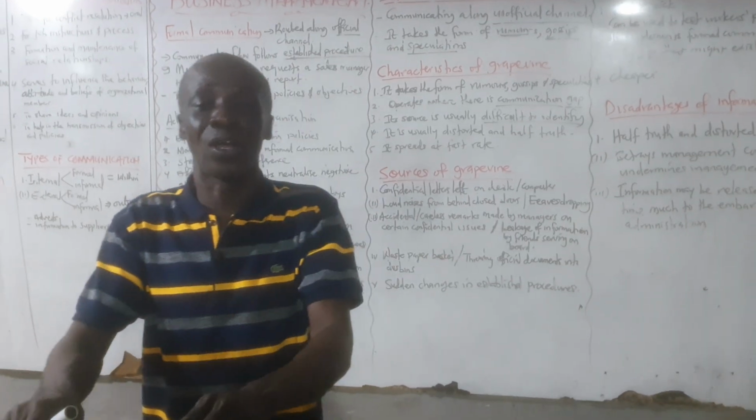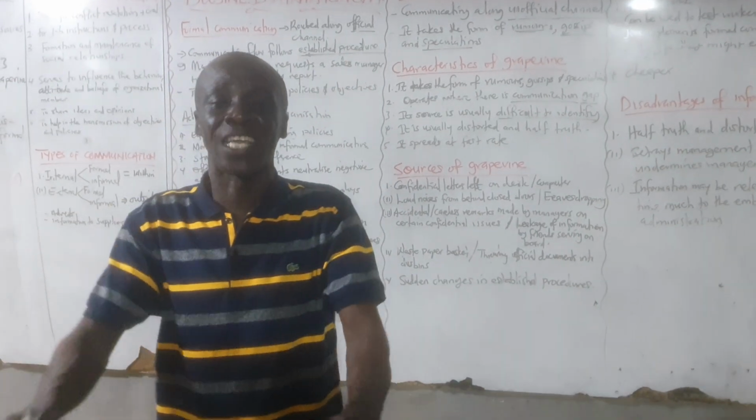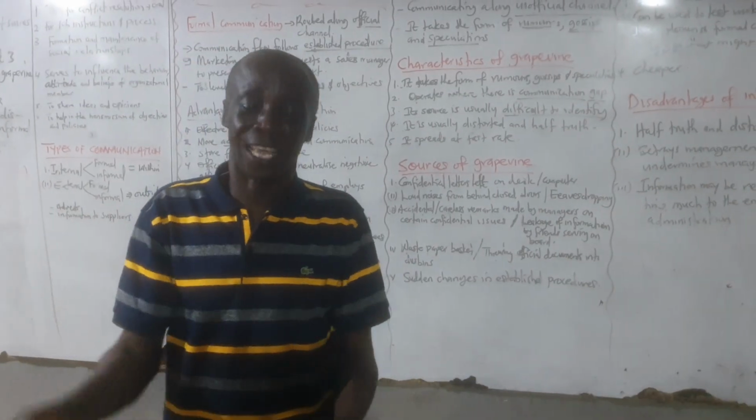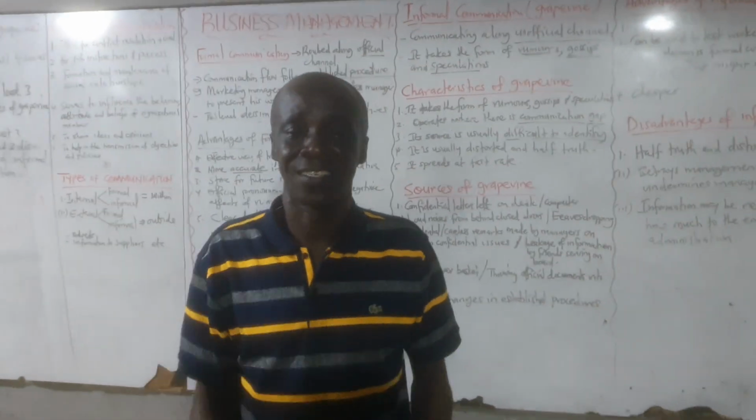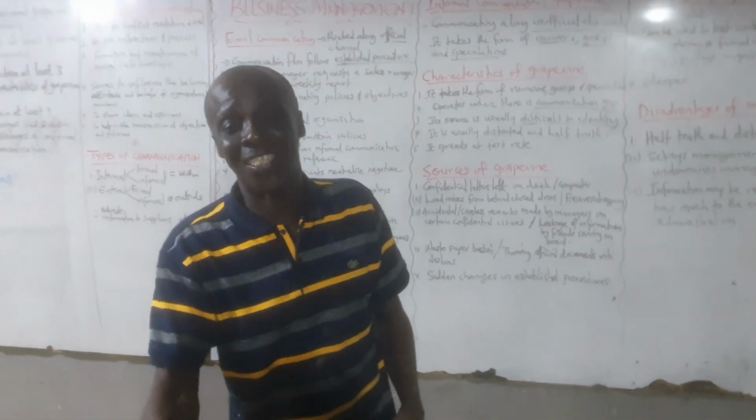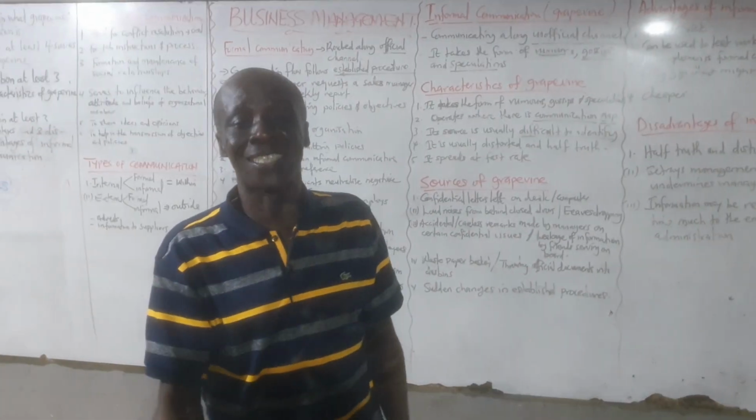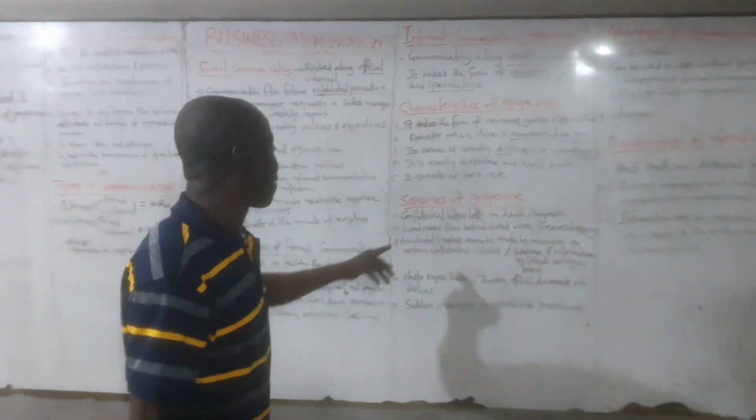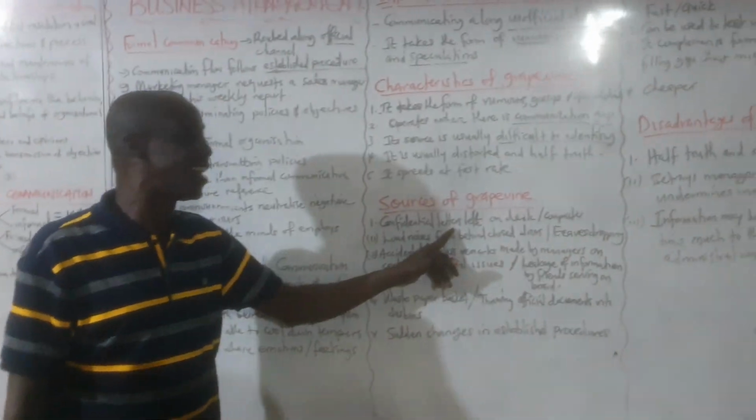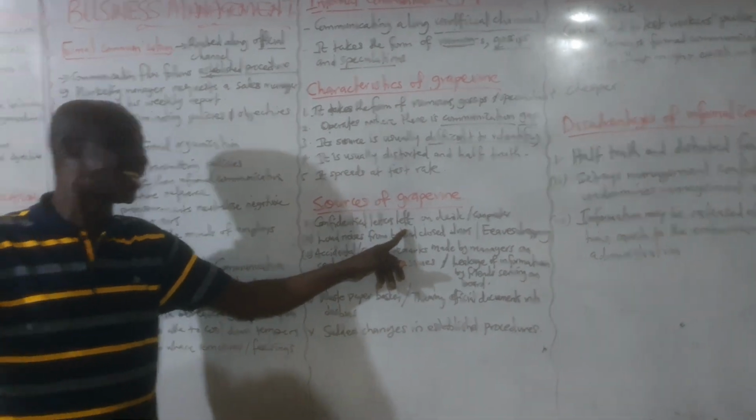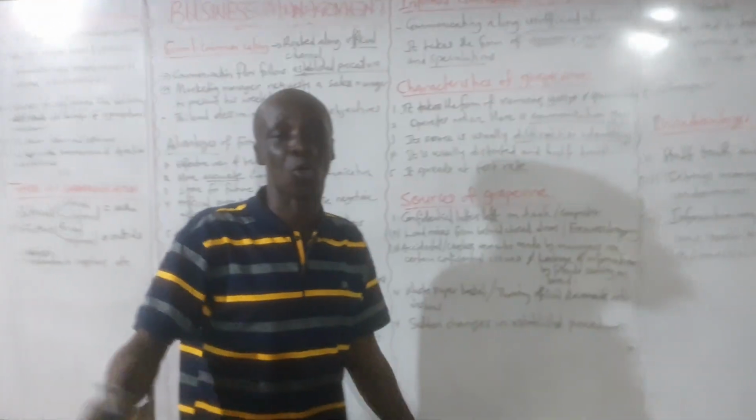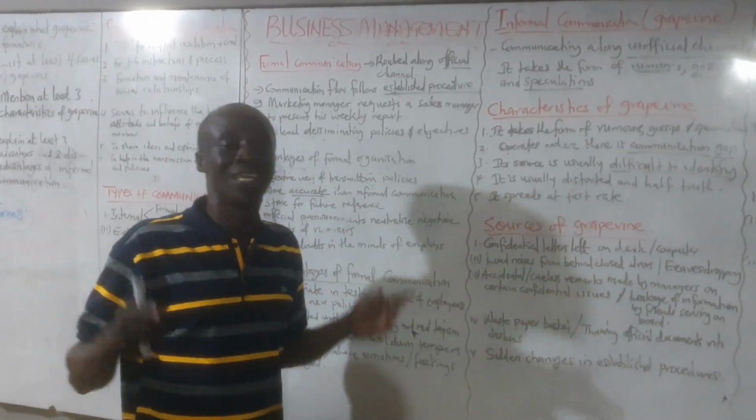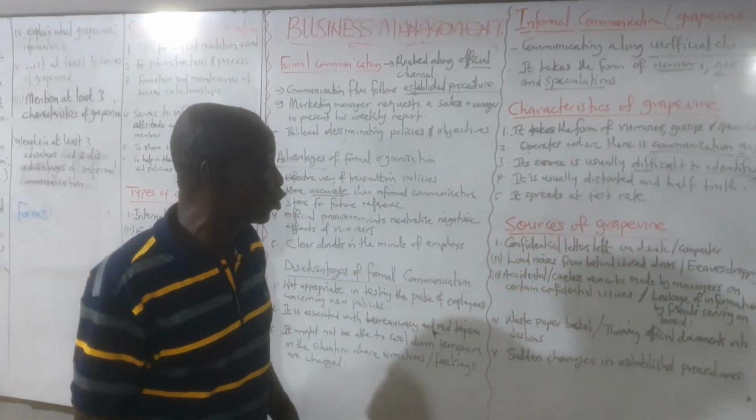But if in your office you leave the letter, instead of putting the letters in a cabinet or in files, you leave the letters on desks, then that is where the person got it from: a confidential letter left on the desk unattended. So the first source is confidential letters left unattended on desks or computers. If you don't shut down the computer, somebody will go and read the information.